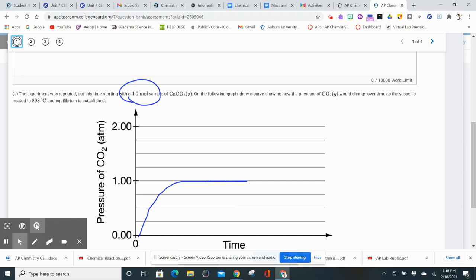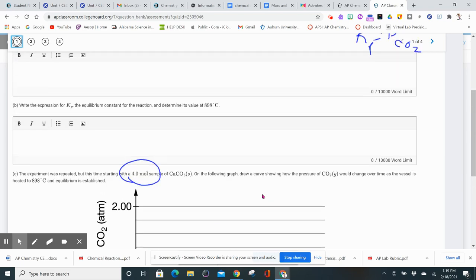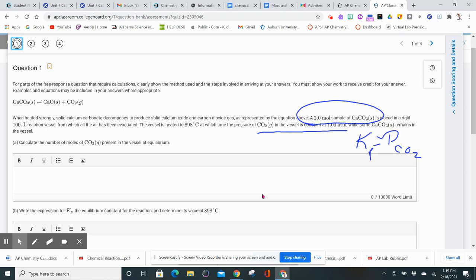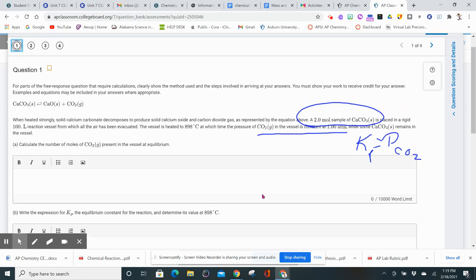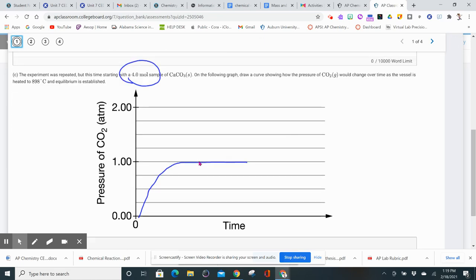So, is this the same question where it was like, if temperature remains constant and it's something in a box, will the pressure increase, decrease, or neither? I don't think this is the same one. Okay. Placed in a rigid 100 liter reaction vessel. The vessel is heated, at which time the pressure is held constant at 1 atmosphere. No, I don't think so. You're not changing anything on this one.